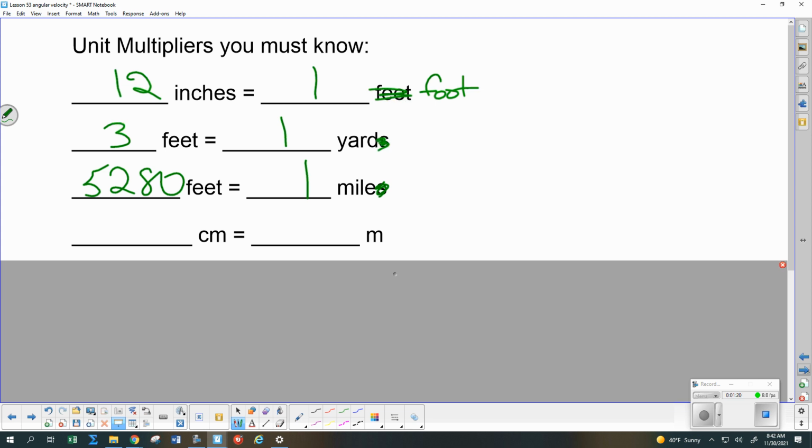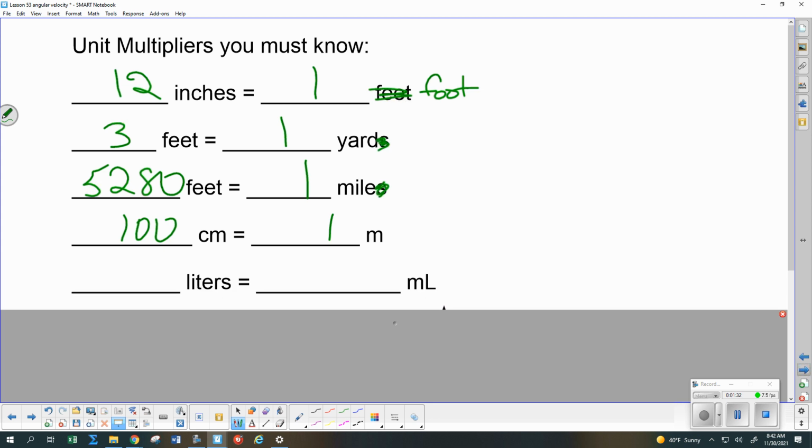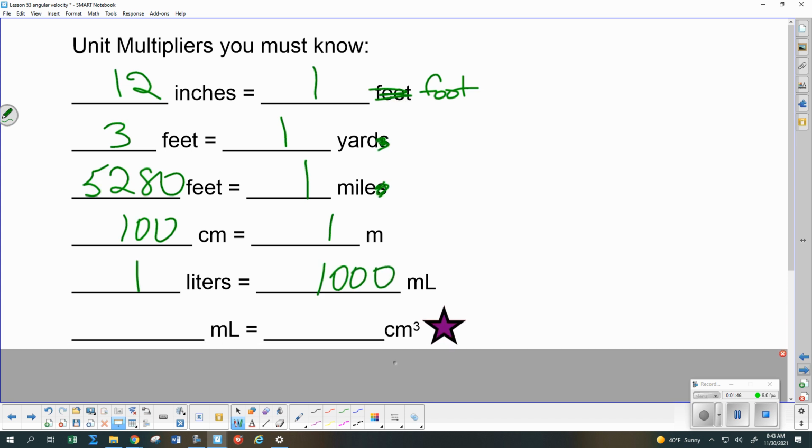What about centimeters and meters? Let's do a little bit of metric in here. Anna, who's our metric expert, because that's mostly all they use in Europe. So 100 centimeters in 1 meter. What about liters and milliliters, or meters and millimeters? How are they related, Noah? So 1,000 milliliters in 1 liter.